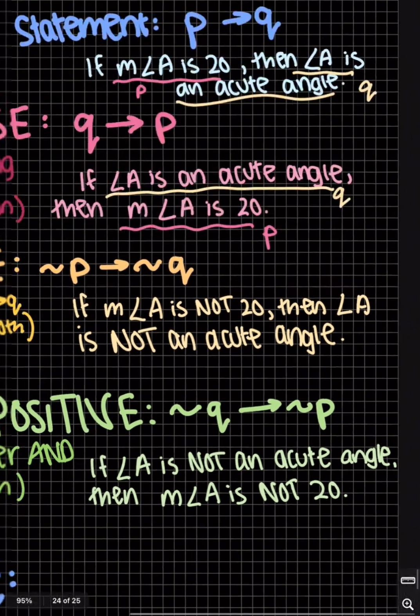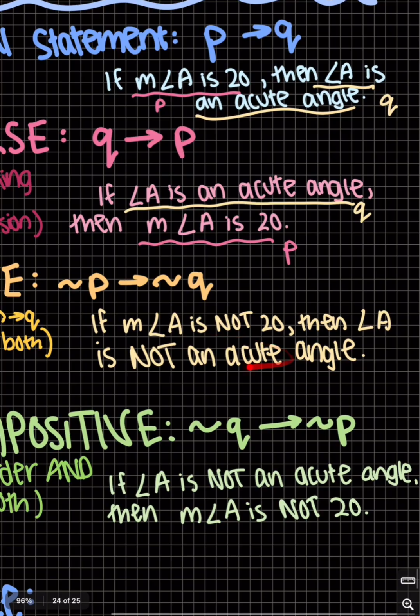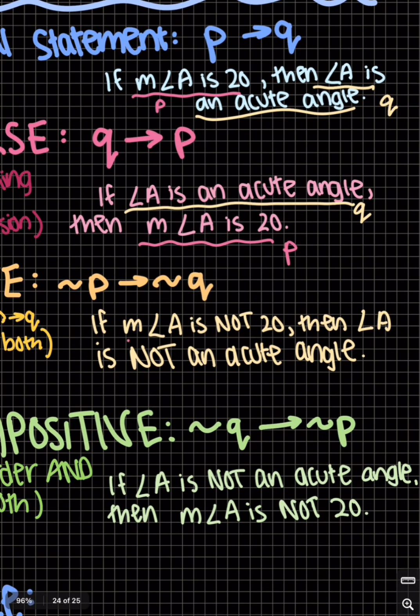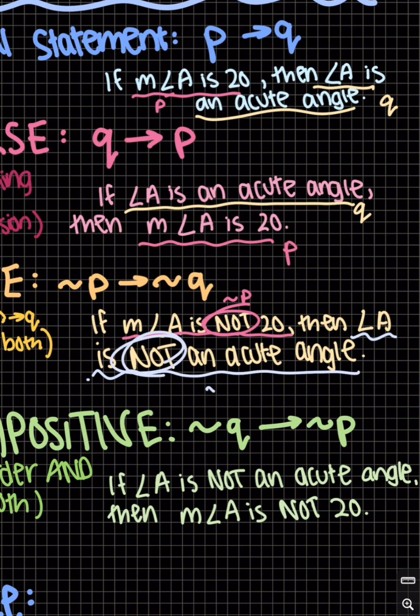And let's see an example. I'm using the same thing as I've done earlier. Here it is: if the measure of angle A is not 20, this is my negation of P. It is still the measure of angle A is 20, but it is the negation because I use the word not. Then angle A is not an acute angle. Again, this is the negation of Q because it's still the same sentence as Q as I've had earlier, but it is the negation because I use the word not.